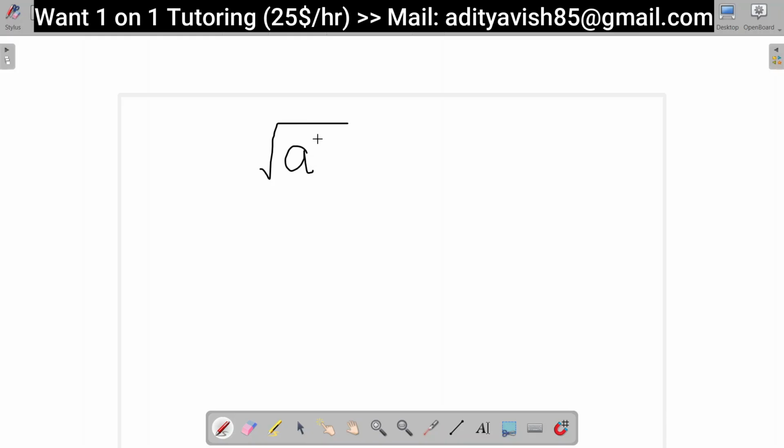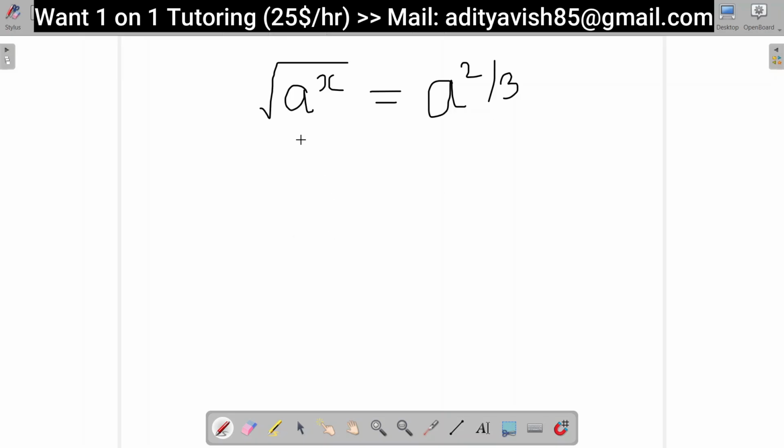So now we can put the value of b in our previous equation, which says under root of a raised to power x is equal to a raised to power 2 by 3. We can write the left side as a raised to power x by 2, it's an exponent property, and a raised to power 2 by 3.